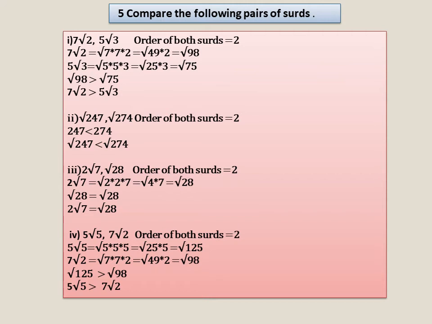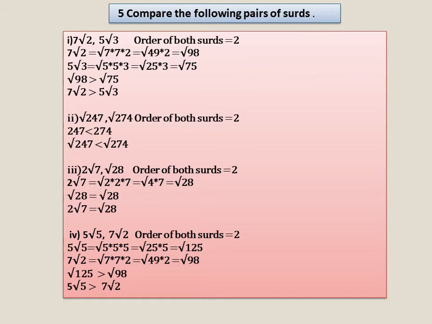Sum number 4. 5 root 5, 7 root 2. Here the order of both sides is 2. Then 5 root 5. Outside 5, how many times goes inside? 2 times, because the order is 2. Then square root of 5 into 5 into 5. Square root of 25 into 5. Square root of 125. 7 root 2.